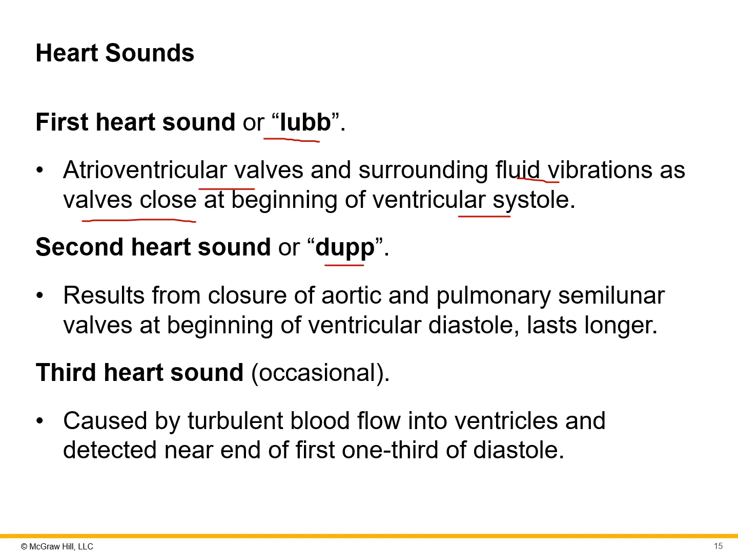Then the dub sound, the second sound that we hear, that's from the closure of the aortic and pulmonary semilunar valves. So when the AV valves close, we get the lub. When the semilunar close, we get that dub, which is a little bit longer of a sound. And then occasionally we can actually have a third sound that occurs, and this is caused by turbulent blood flow into the ventricles that's detected near the end of the first about third of systole.